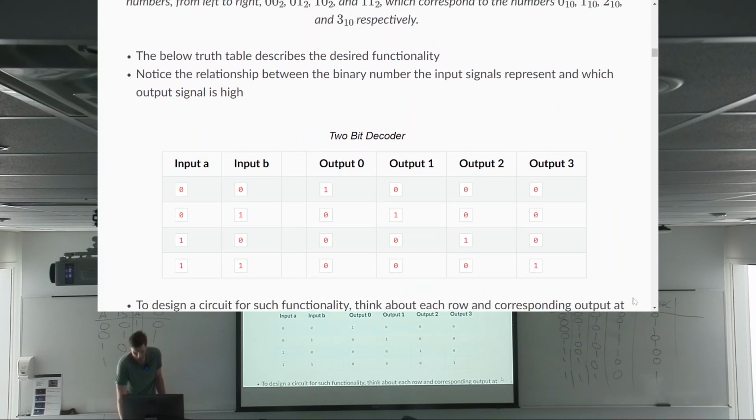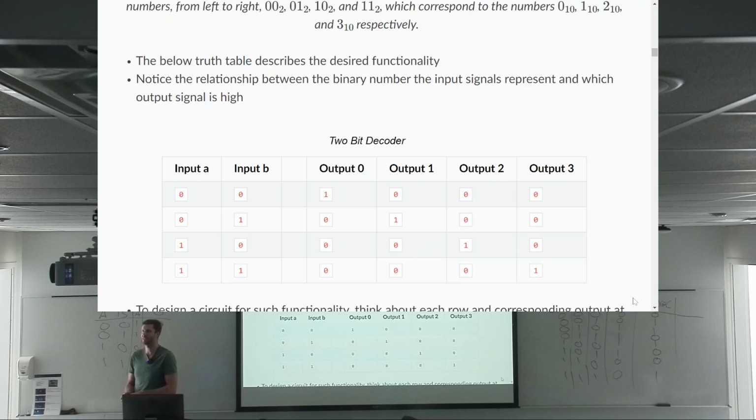So the truth table below describes this functionality. 0, 0, I want output 0. 0, 1, I want output 1. 1, 0, output 2, 1, 1, output 3. Again, notice that that's the binary number 0, output 0. Binary number 1, output 1. Binary number 2, output 2. Binary number 3, output 3. Right? Cool. So, how do we design a circuit for this?